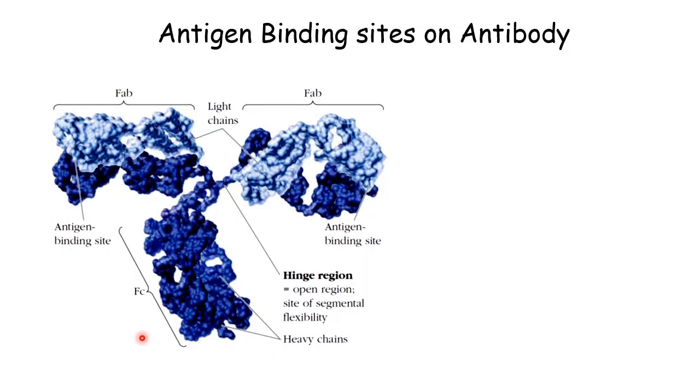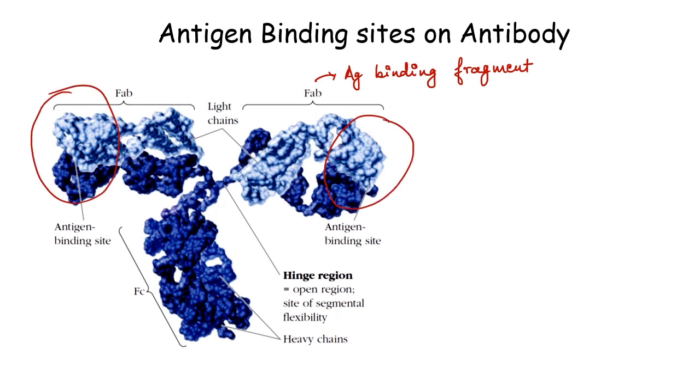Now coming to antigen binding sites. If you remember the figure from the last video, in a monomeric antibody structure there are 2 FABs. What is FAB? FAB is the antigen binding fragment. These are the positions where the antibody interacts with the antigen, present on the variable region of the antibody structure. So basically, in a monomeric antibody there are 2 antigen binding sites.